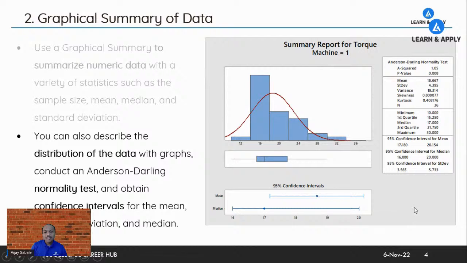So this is a tool that gives you the entire summary of your data in the form of a graph, so you can take the actions.